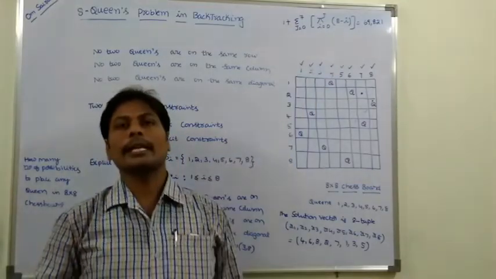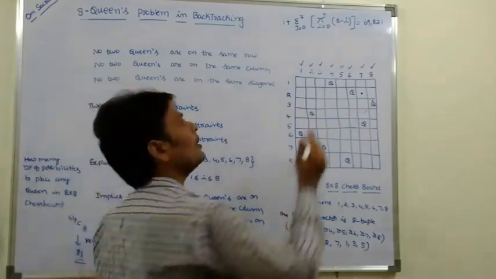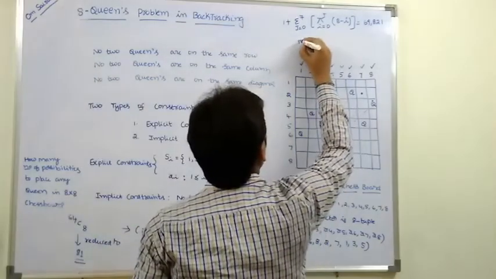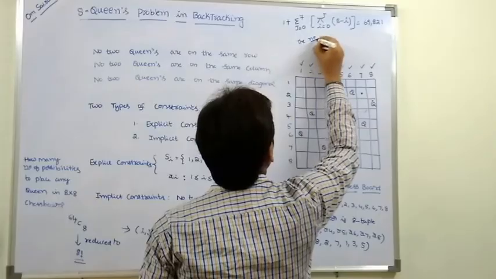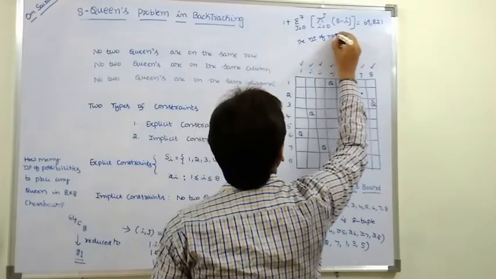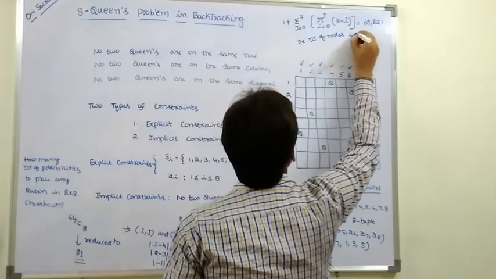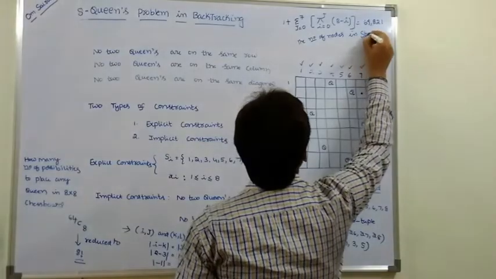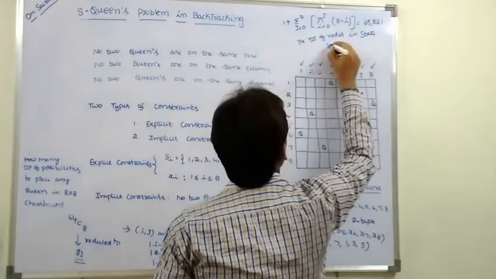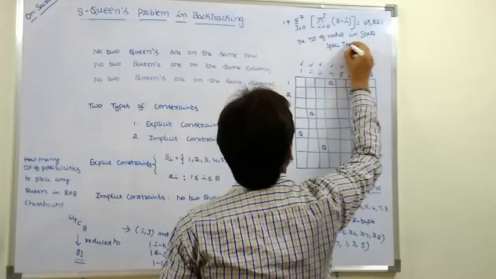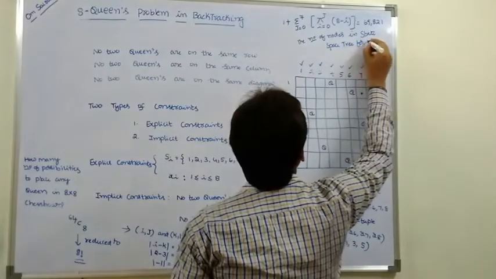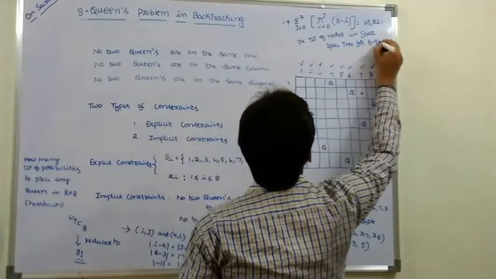So it is very difficult to draw the state space tree for the 8 queens problem, because it contains 69,821 nodes. So this is the number of nodes in the state space tree for the 8 queens problem.